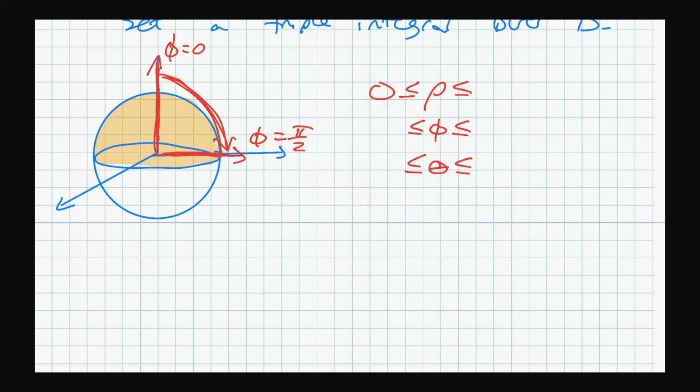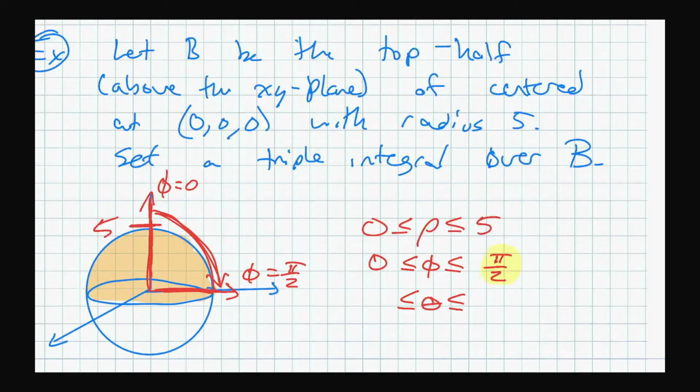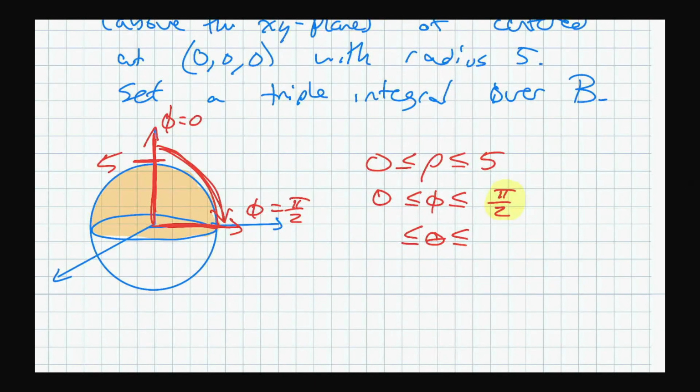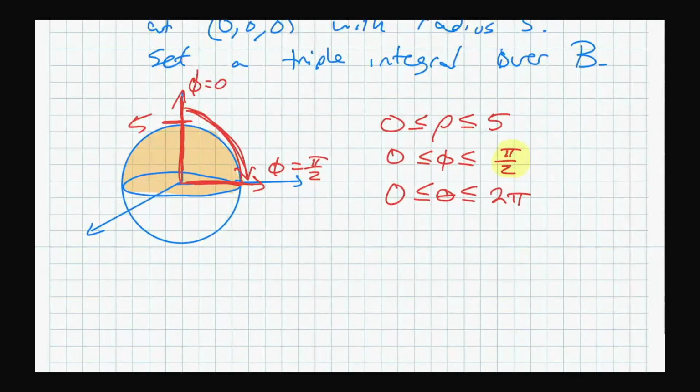So rho would go 0 to 5 because that was our radius of the sphere. Phi goes 0 to pi over 2. That's the only difference for the top half of the sphere. And then theta, we do want all the way around, so that's still going to be 2 pi. So, right, that's all we have to do.